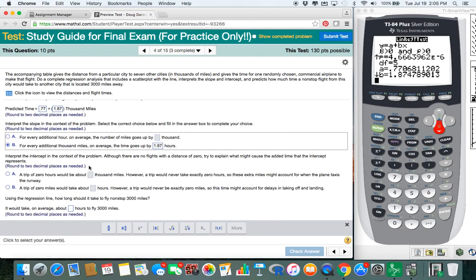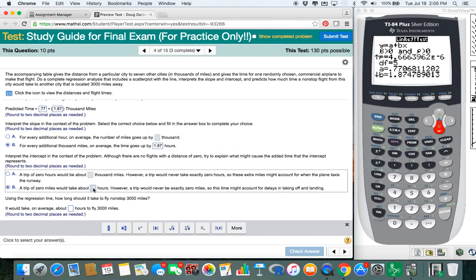Now the intercept tells you when the value of x is 0, what is our y value? Well, again, our y value is predicted time, so for a trip of 0 miles, we'd need to focus over here on the time measurement.